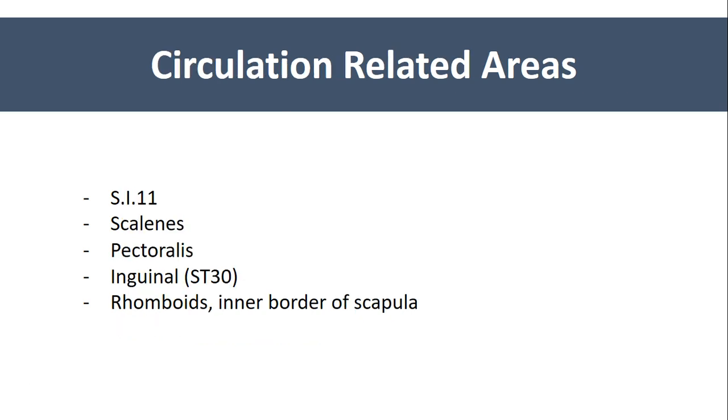Circulatory related tissue can be found around small intestine 11, the scalenes, stomach 12 area, and the rhomboids, UB13-42 type area, which are related more to oxygenation aspect of circulation, but still circulation. So these are parts of my personal maps. The ancients did not name such areas.